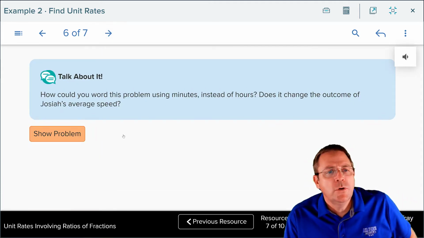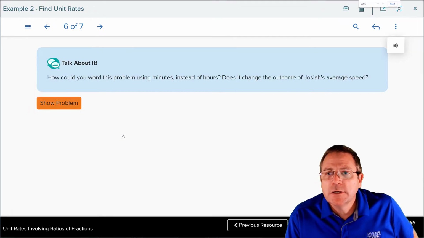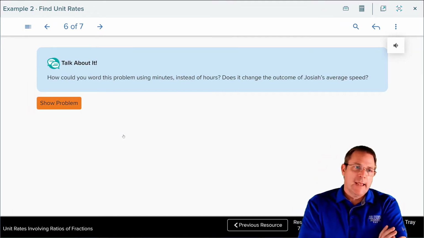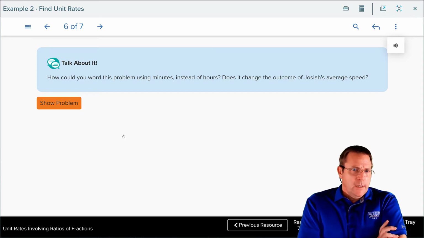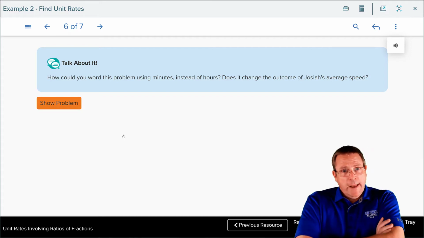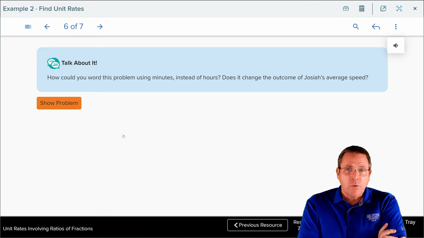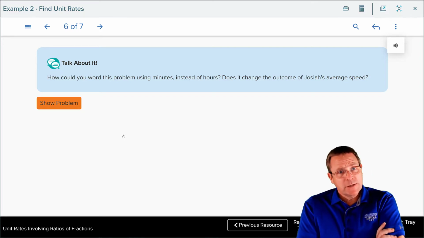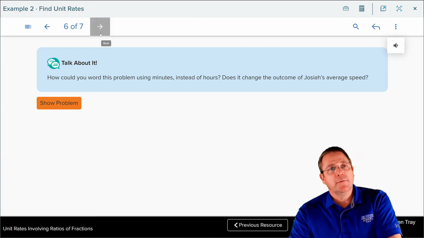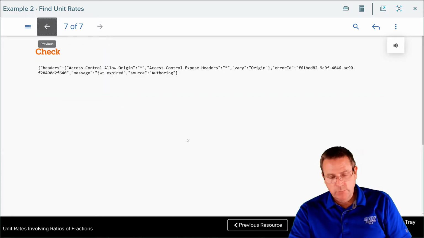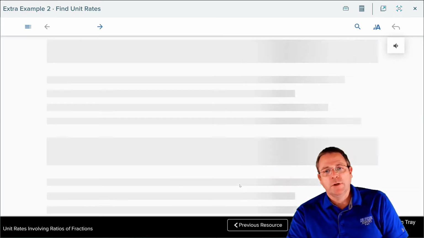How could you word this problem in minutes instead of hours? Does it change the outcome of its average speed? Well, you could instead write it as, you'd have to calculate 60 minutes in an hour, but that would totally change the way it looks. But in the end, the speed itself would not change. Only the numbers representing that speed, because you'd be using a different unit. And our checks generally don't work. This one crashed as well. Let's move on to our 8th resource.